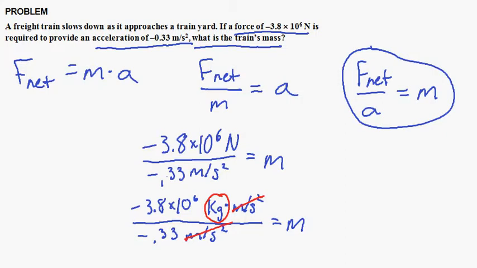When we do this division here, we will end up with a value that is 1.15 times 10 to the 7th kilograms. And that equals our mass. So this should be the mass for this problem. We see that's a very large mass, but that should make sense considering this is a freight train, so it should have a very large mass.